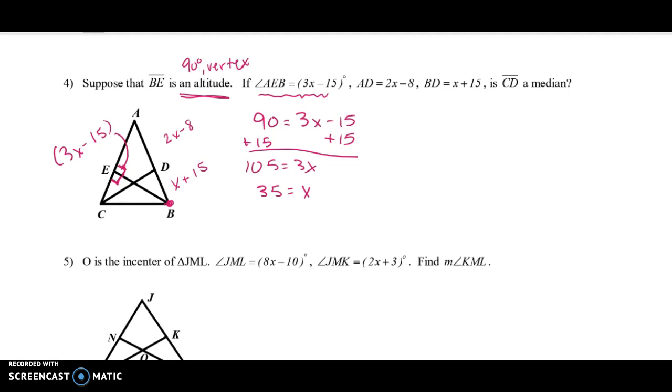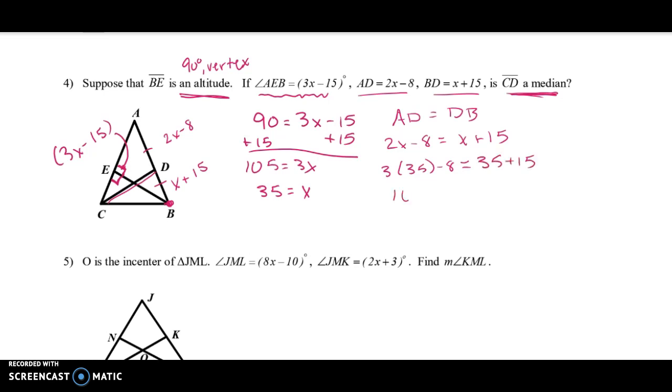Now let's look at the rest of this. We have these two line measurements. We have to decide if CD is a median. So here's CD, and if it's a median, that means that this and this are the same. So AD should equal DB. AD is 2x minus 8. DB is x plus 15. So 2 times 35 minus 8 should equal 35 plus 15.